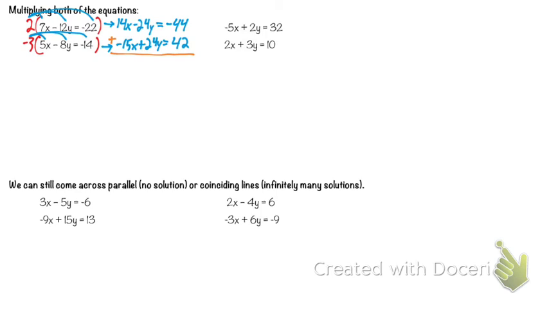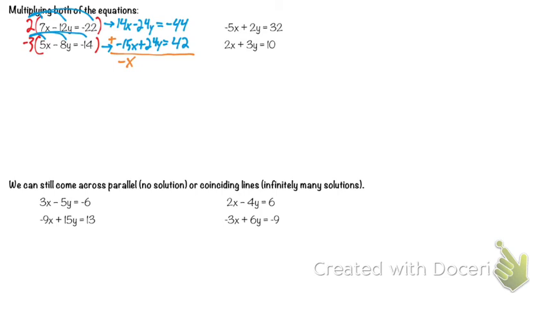What's 14x plus -15x? 14 plus -15 is -1x. Negative x. That's what I said. Then you should have repeated it yourself. You've got to take chances. Okay? -24y plus 24y is 0.